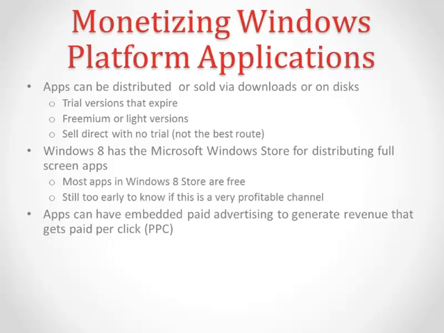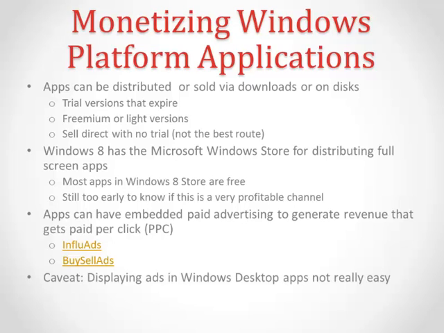You can embed advertising in desktop applications. I have a couple of things installed on my machine that show advertising whenever I use them, and it works pretty much like it does with a web app. It goes out to the internet and pulls in an advertisement. There are a couple of pretty big name companies that do this, InfoAds and BuySellAds.